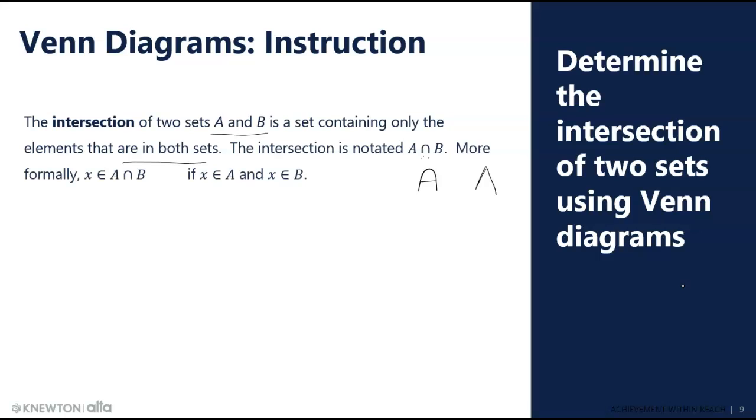So here's another symbol from the very beginning of the course. This means X is an element of A intersect B. Or X is in both A and B. So that means the same thing: X is an element of A and X is an element of B. Remember that is an element of symbol. So that's the intersection.